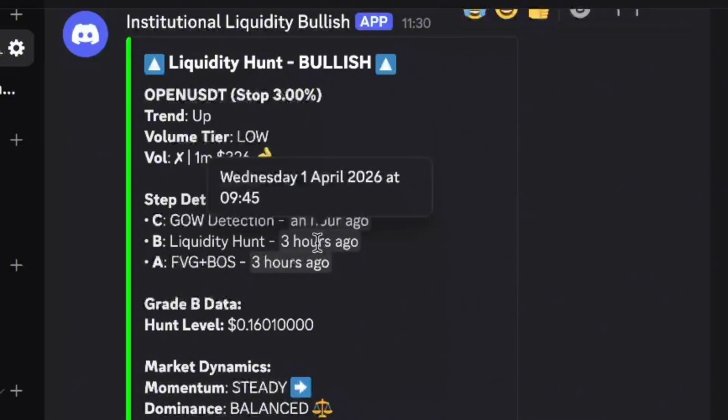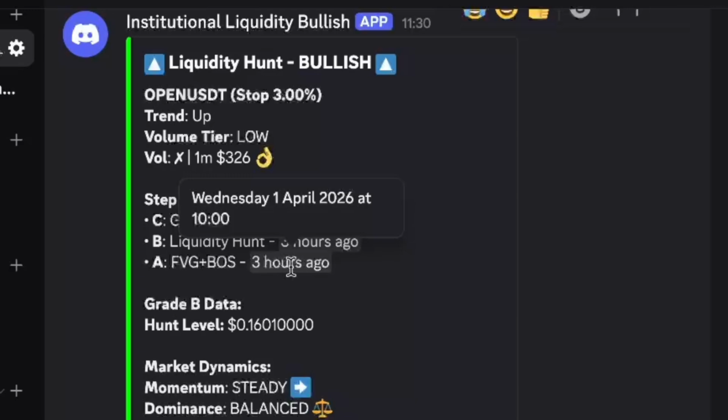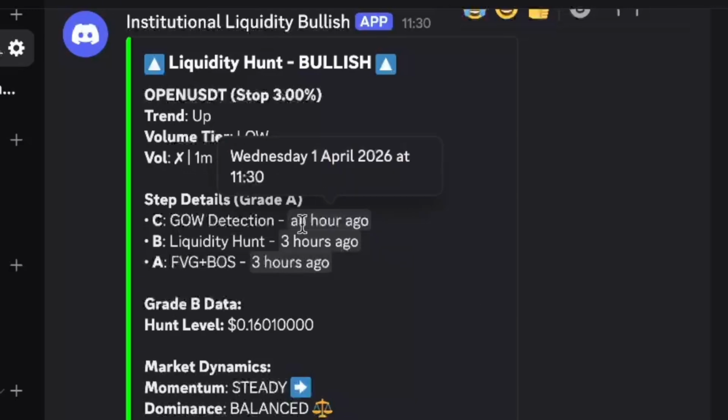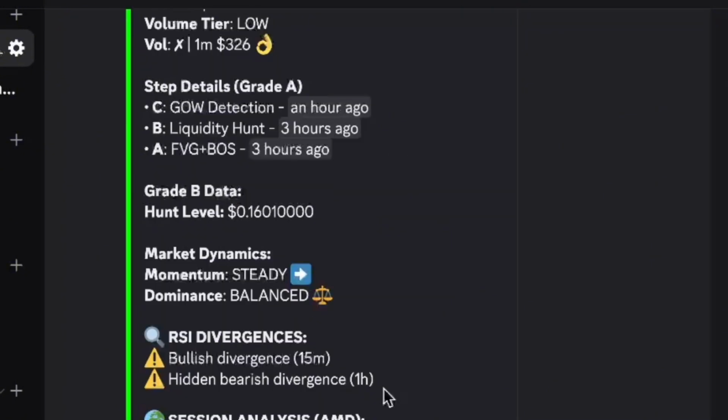Liquidity hunt happened 3 hours ago. That doesn't mean it's old. And the fair value gap with the break of structure happened 3 hours ago. Had you been watching this an hour ago, it's when it was going its own way that you'd be looking at this particular coin. So a signal that jumps from C to A in 20 minutes, or they all come in around the same time, is extremely fresh, and you should look at that coin immediately.